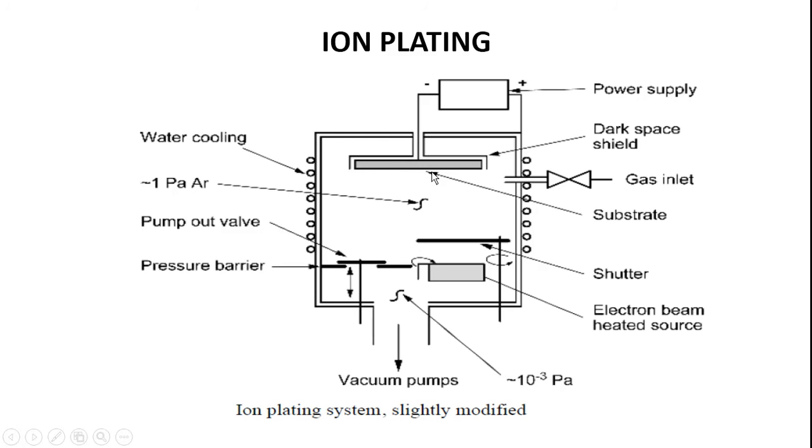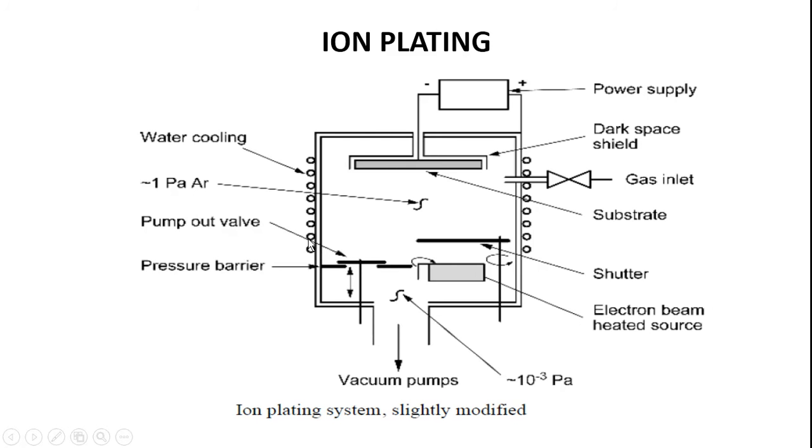This is contrary to the previous case. In the previous case, this was the target, and the substrate was placed here. Here the substrate is placed here, and the electron beam, which produces the necessary ionization in the chamber, evolves from here. So this is the electron beam heated source. The electron beam heats the gas and forms the plasma in the chamber.